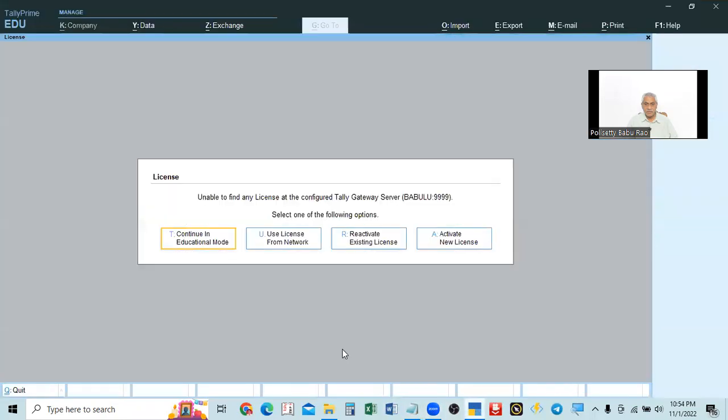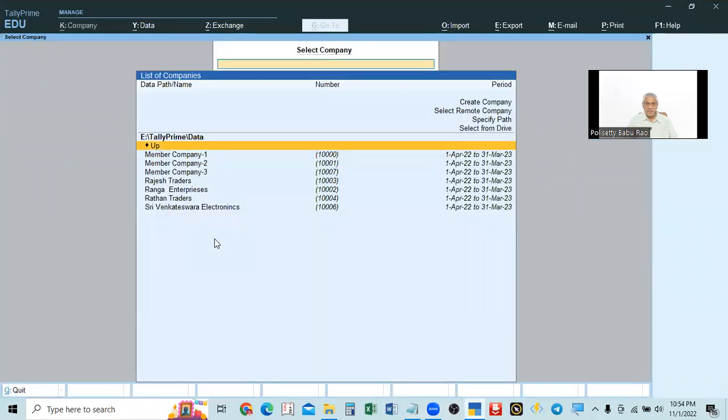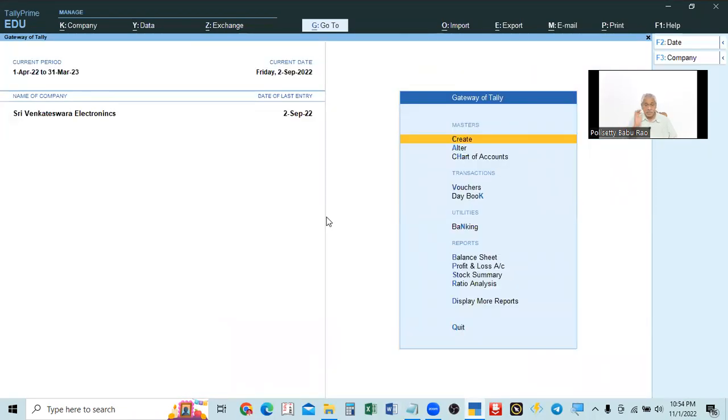And we will take this up. First of all, we will open Tally. When you open Tally Prime, we go to the Select Company page, because we are not making any setting to load a particular default company. From the Select Company page, you select the company, and the company will load in the Gateway of Tally. From this Gateway of Tally, we will enter the company and do the work.